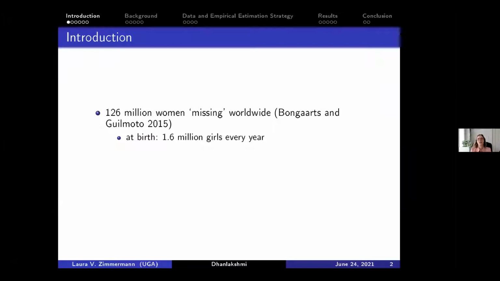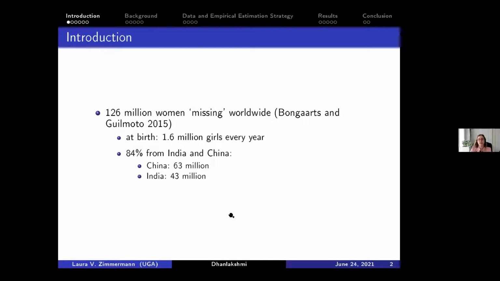We really started with the realization that, as probably most of you are aware, there are massive numbers of women categorized as missing, according to Amartya Sen's seminal contributions. By some estimates, recently on the order of 126 million women worldwide. Every year, about 1.6 million girls are added to that, either because they're never born due to sex-selective abortion, or because they die after birth due to sex-selective neglect.